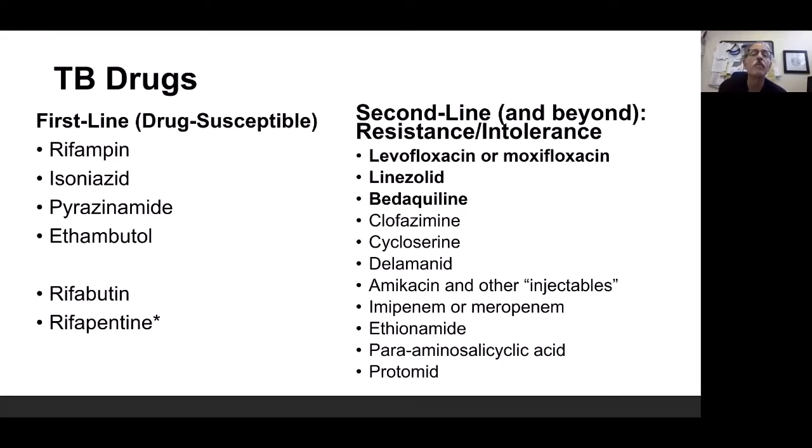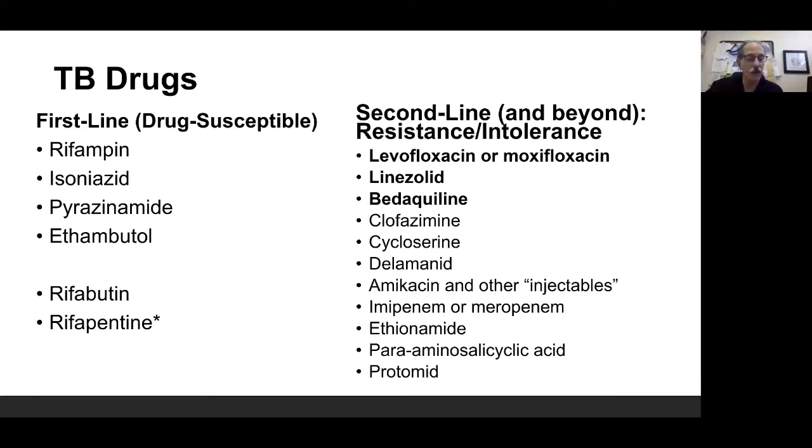But there are other drugs that are now becoming increasingly important that I may mention briefly along the way because of specific toxicities. But you heard more about these in your treatment of multi-drug resistant disease talk yesterday, and those would be linezolid and bedaquiline, as well as a long list of other drugs that we occasionally use here.